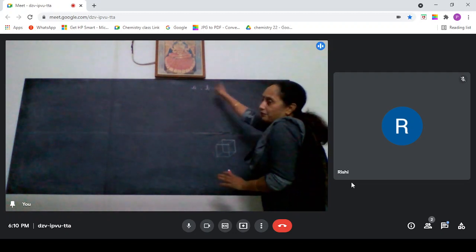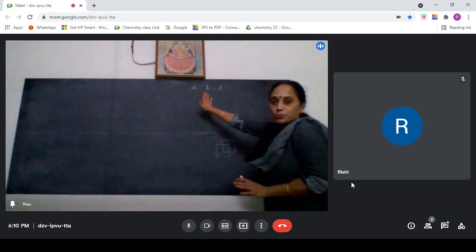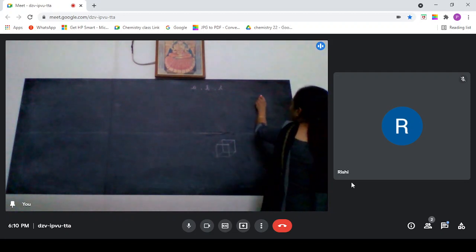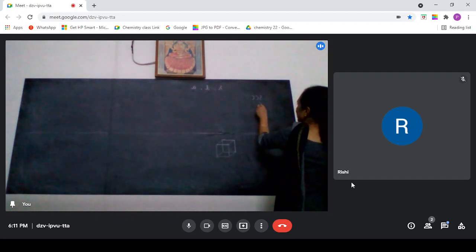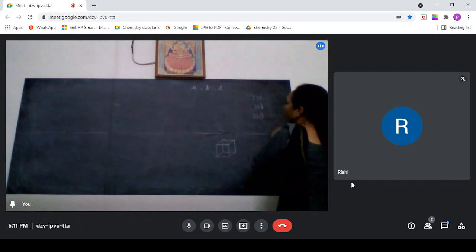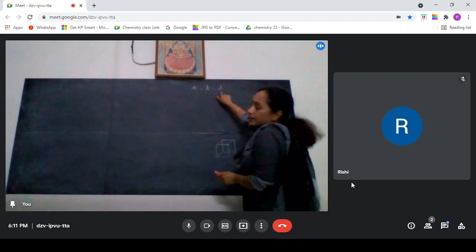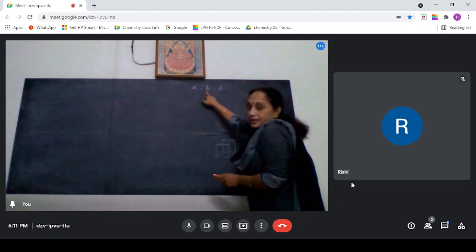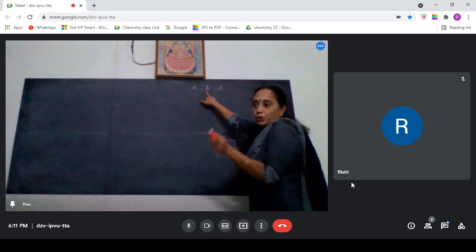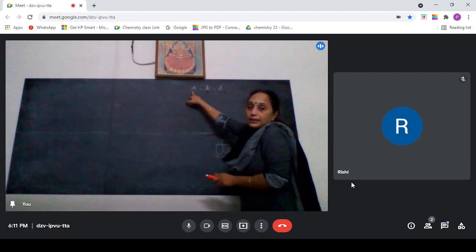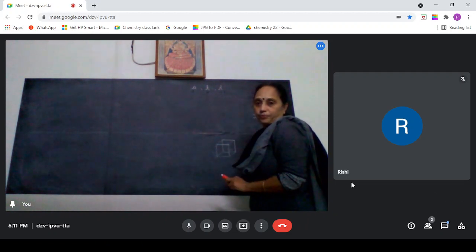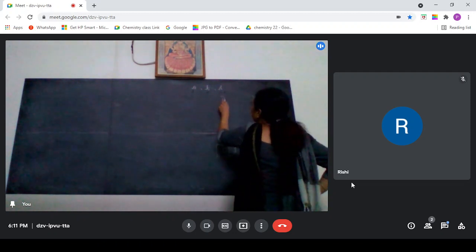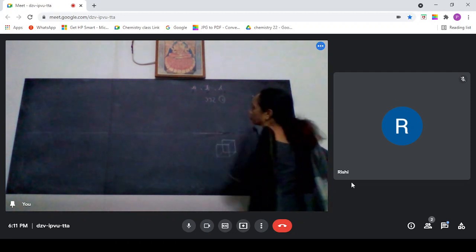We studied the lattice point and coordination number. Now we are going to learn, for all 3 systems, simple cubic, face centered, and body centered, the relationship between the radius, the distance between the two nearest neighbors, and the edge length. First we will start with the simple cube.